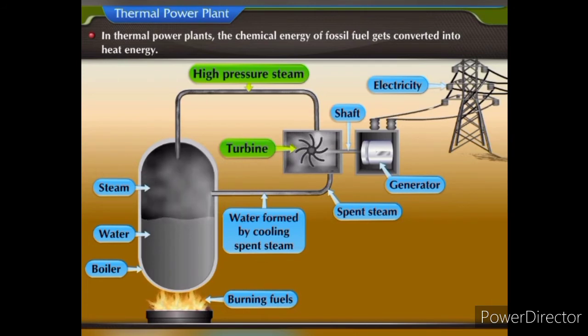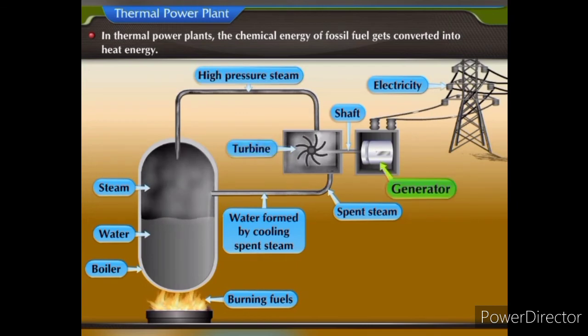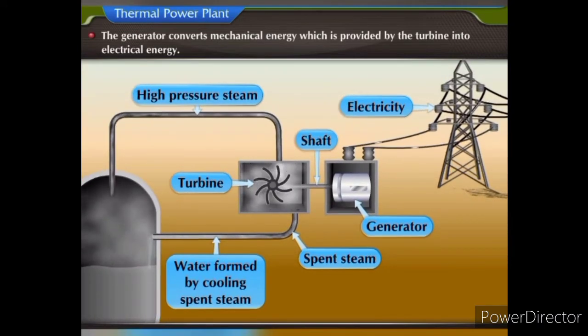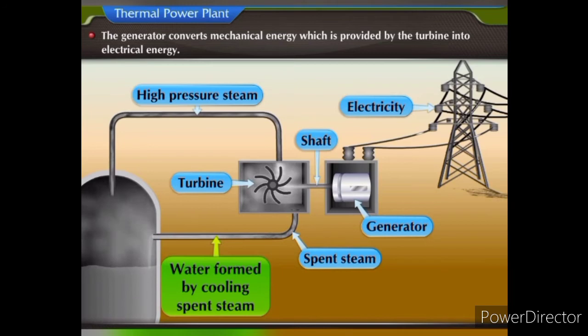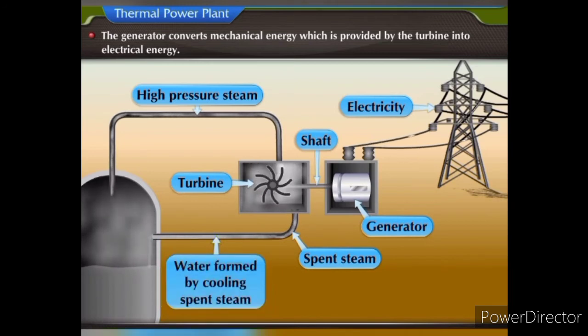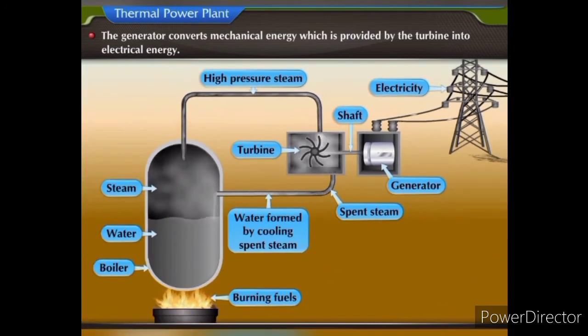This causes the turbine to rotate. The rotation of the turbines drives the generator connected through a shaft. The generator converts mechanical energy, which is provided by the turbine, into electrical energy. The spent steam that comes out of the turbine cools and condenses to form water. This water is again used to form steam. The process repeats again and again. This way we get electricity from thermal power plant.